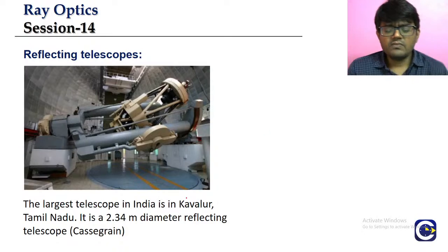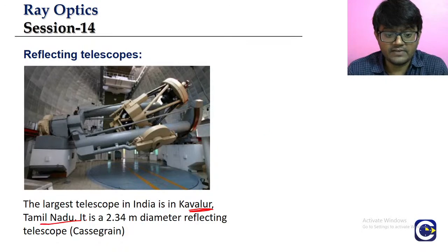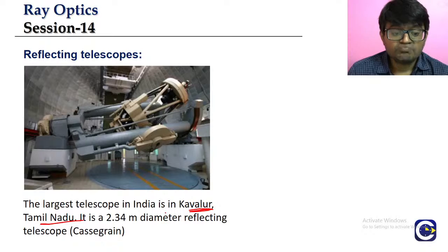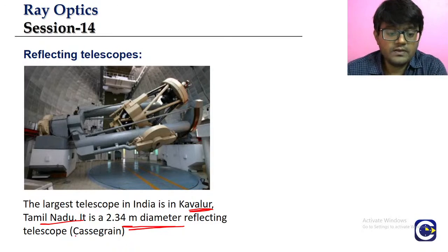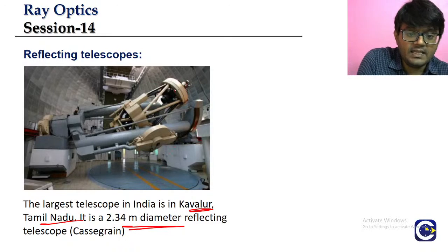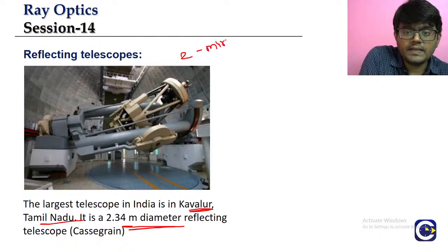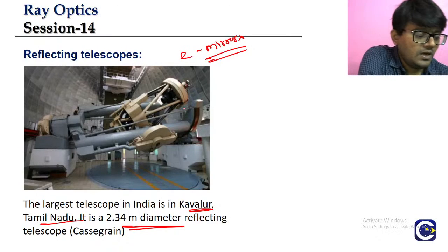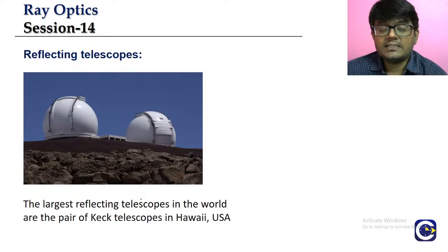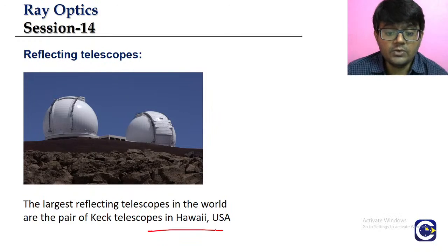You can see we have one in India near Kavalur in Tamil Nadu itself. The objective mirror diameter is 2.34 meters, and you can see it's a reflecting telescope. You'll have the design with basically two mirrors. And we also have the largest reflecting telescope in Hawaii, USA.